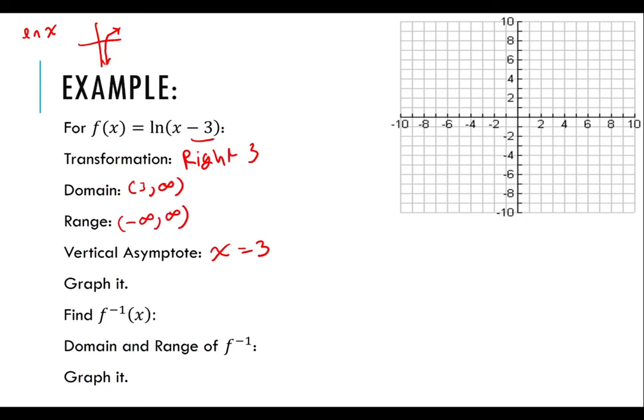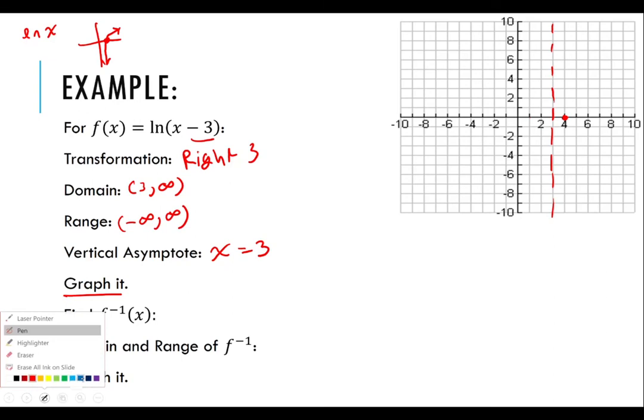And then let's graph it. So if we're going to graph it, I'm going to graph this one in red. We have that vertical asymptote at x equals 3. But then if I want to find other ordered pairs to make this graph look much better, it's probably going to be best if we find the inverse. And so that's why I've got this on here.